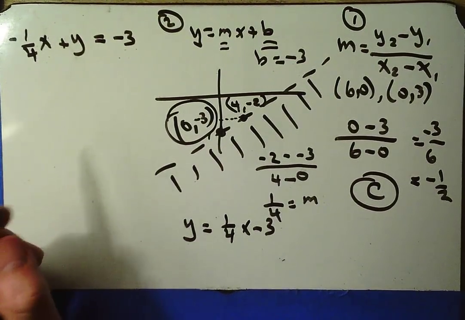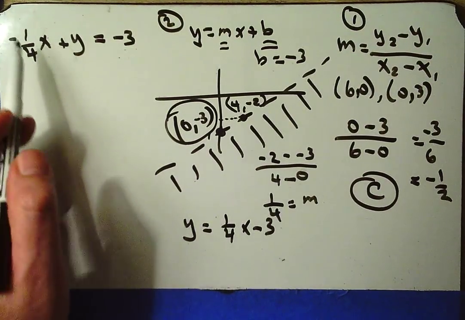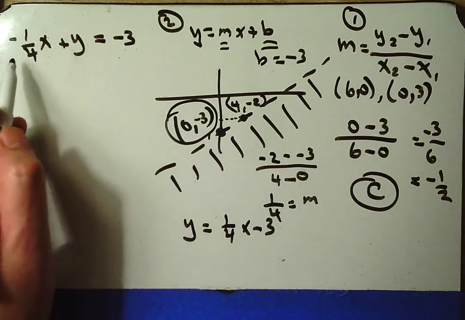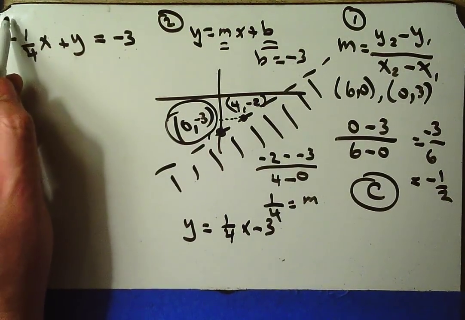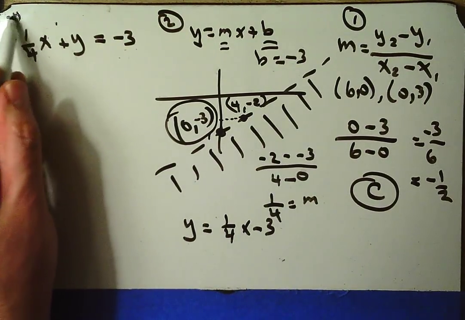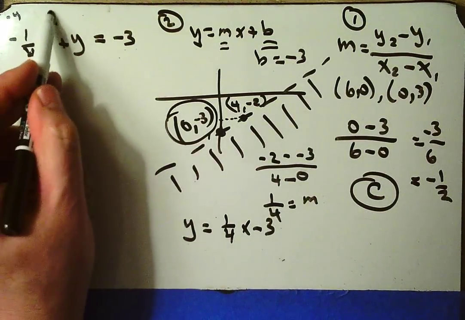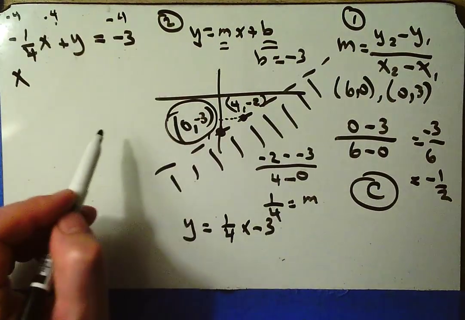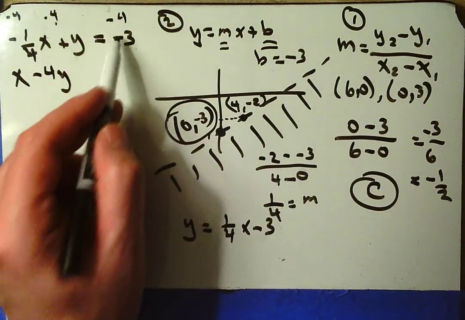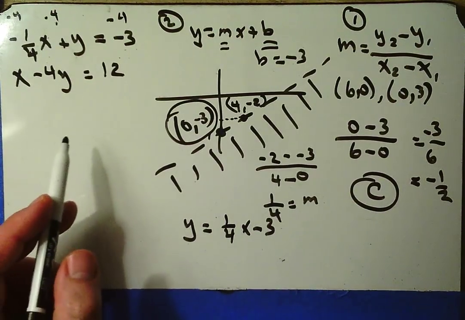And now I notice that there are no fractions with any of my answer choices for coefficients. So I'm going to multiply everything by negative 4. Why? Well, if I multiply by negative 4 here, negative 4 times negative 1/4, these cancel, giving me positive x. Negative 4y, and negative 4 times negative 3 is positive 12. So there's the equation of the line.